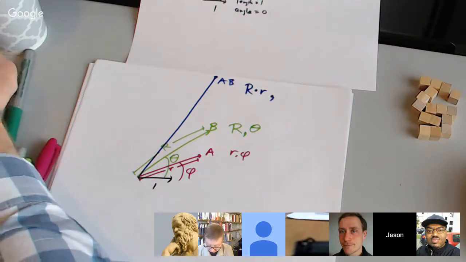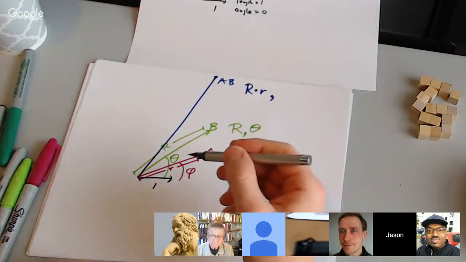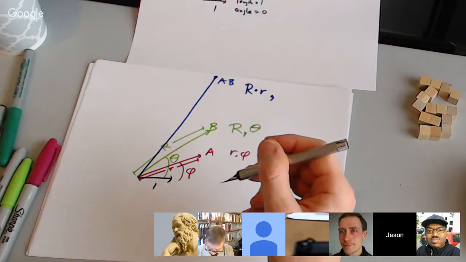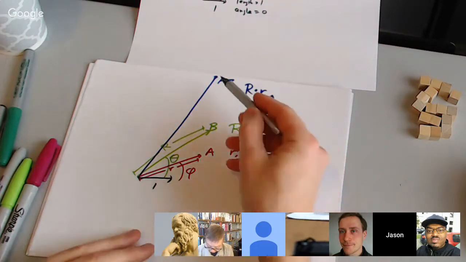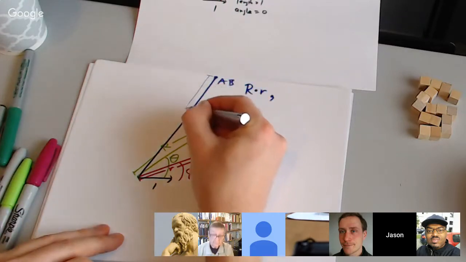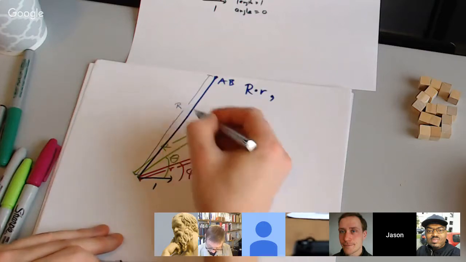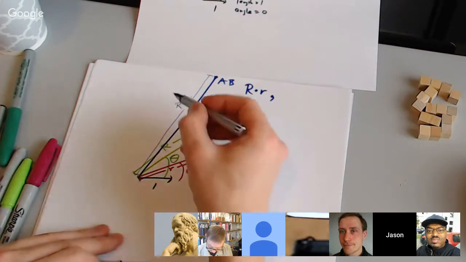Wait, Jason, can you just say that again with the big R times little r? A little bit lost there. Oh, sure. Okay, so big R is B. Big R, is that what you mean? The length of AB, the length of this line, would be the length of line B times the length of line A.